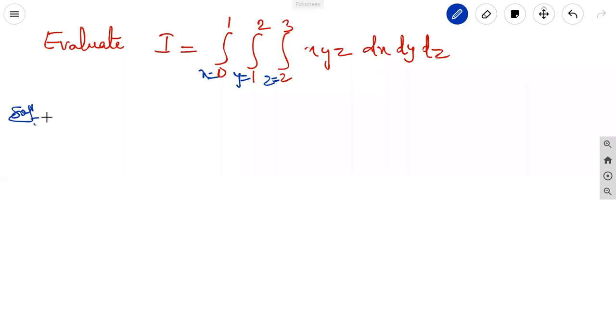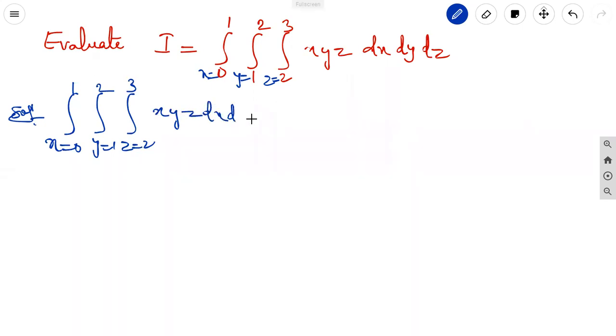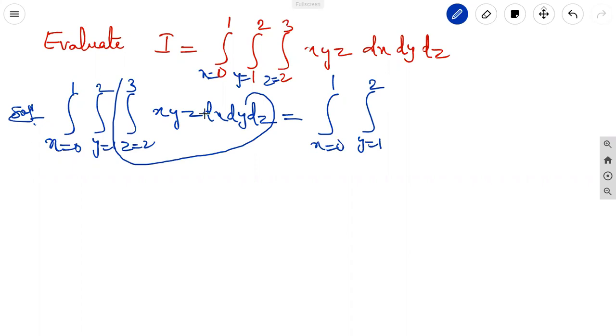Okay, here the solution is integral x equal to 0 to 1, integral y equal to 1 to 2, integral z equal to 2 to 3, xyz dx dy dz, equal to integral x equal to 0 to 1, integral y equal to 1 to 2. Here we can integrate with respect to z. That is, z integration is z square by 2, limits from 2 to 3, xy dx dy.